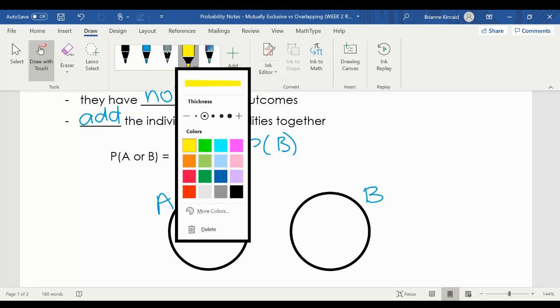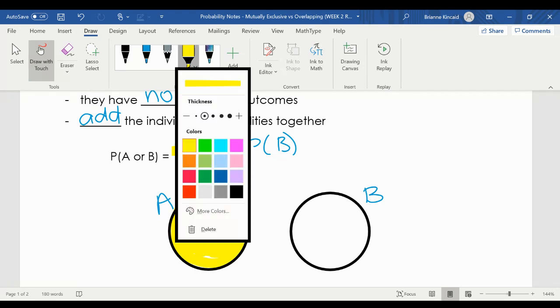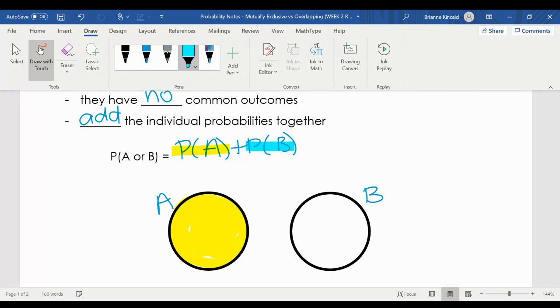It doesn't get much more difficult than that because if I highlight circle A in yellow and circle B in blue, what you should notice is that neither of the colors change. That means there's no overlapping area. You just add them together.